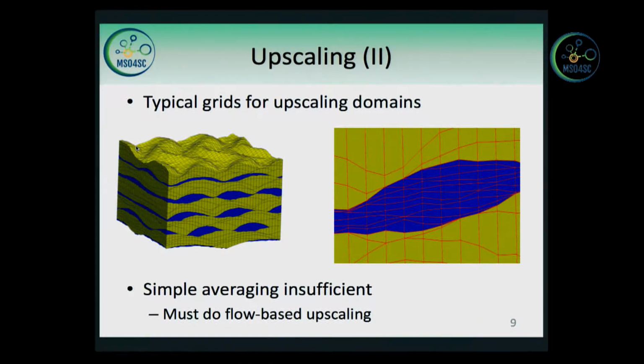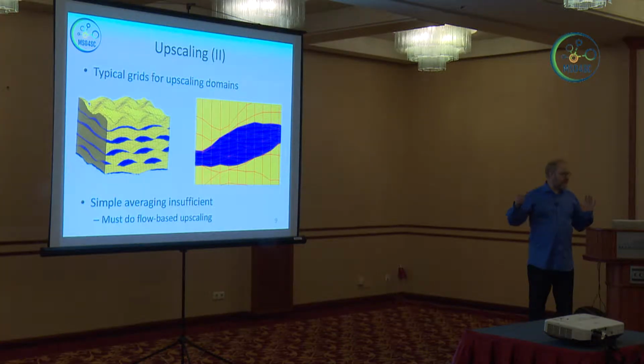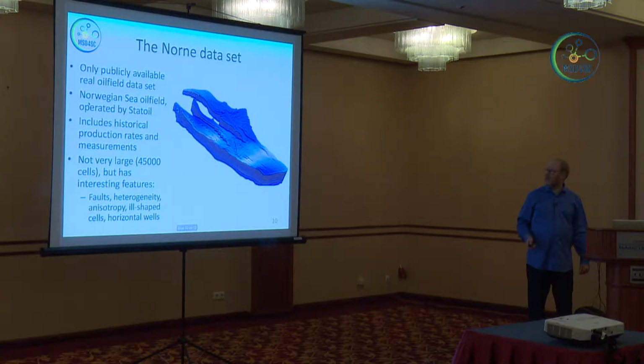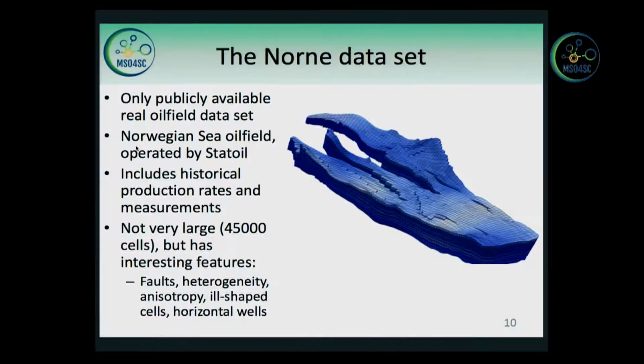For such cases, simple averaging is insufficient, and you must do flow-based upscaling. Flow-based upscaling means that you solve a flow problem, and then from the solution to that flow problem, you recover the effective properties. So, okay, I'll say a little bit about the Norne dataset.